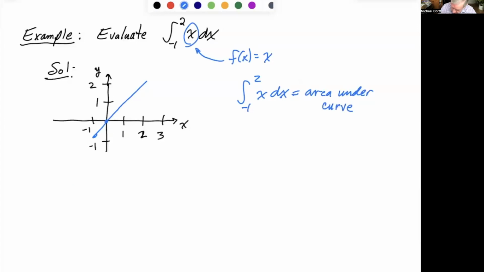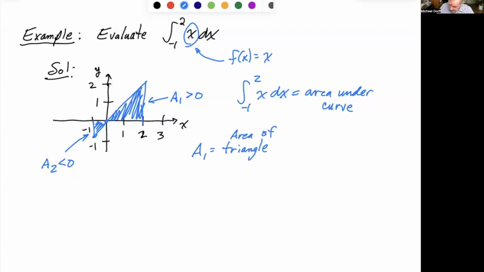So what is that area? Well, it's this blue area and this blue area. But remember that if the area is above the x-axis, like this one, A1, it's positive. And if it's below the x-axis, it's negative. Now, this is easier than just a random integral because what's my shape there? Well, A1 is a triangle, and it's the area of a triangle. And what is that area? Which is 1/2 base times height.